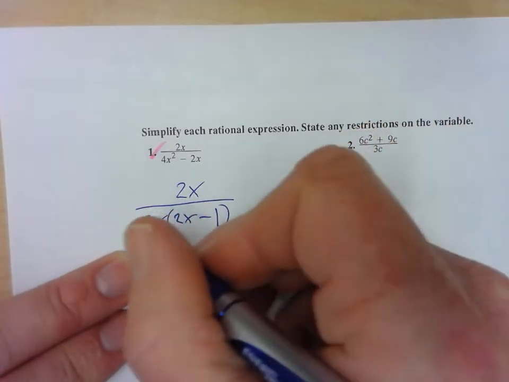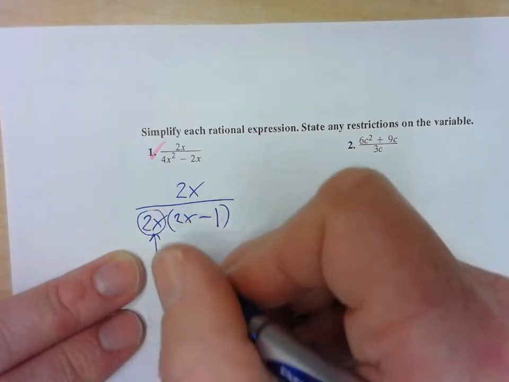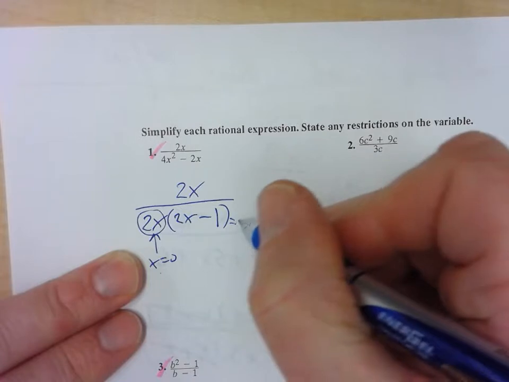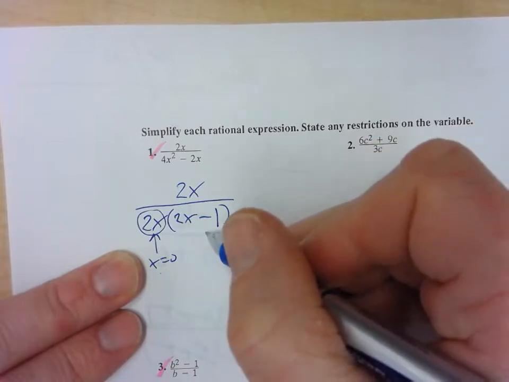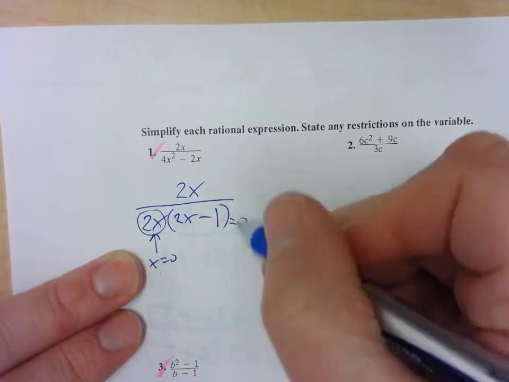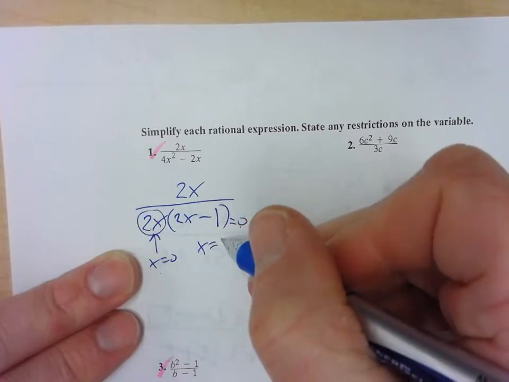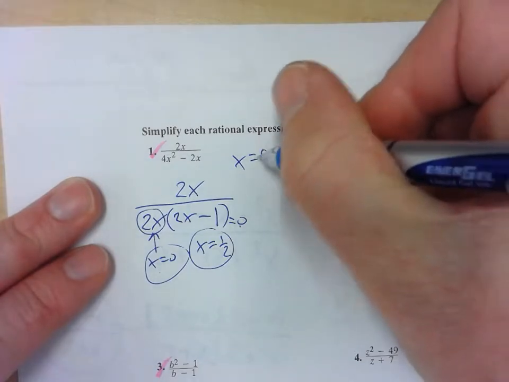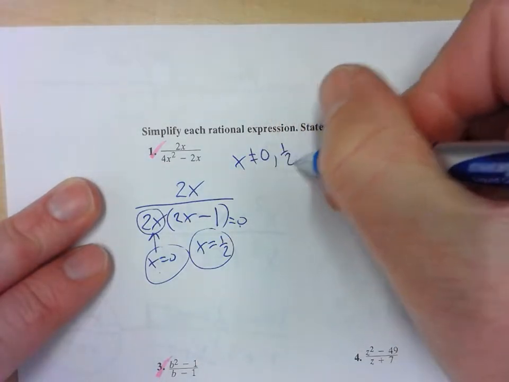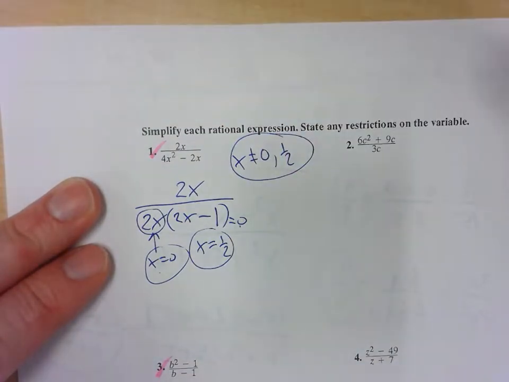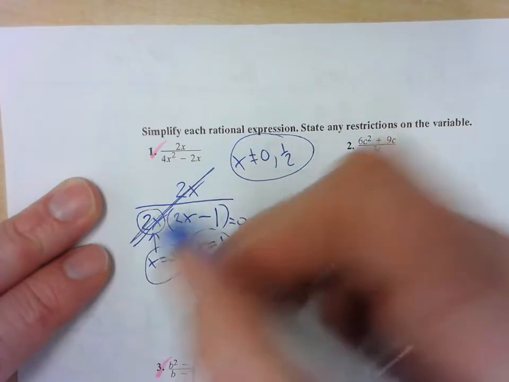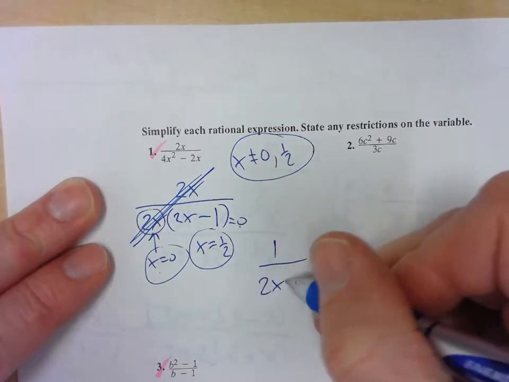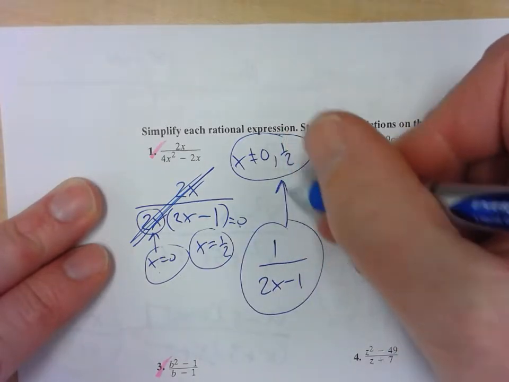Now, this here, when does that equal 0? Well, x equals 0 would make that 0. And then what makes this 0 would be a half, because if you add 1 divided by 2, x equals 1/2. So those are the two restrictions. X cannot be 0 and x cannot be a half. The two restrictions on the variable. And then these cancel out. There's a 1 left on top, so the answer is 1 over 2x minus 1 with those restrictions.